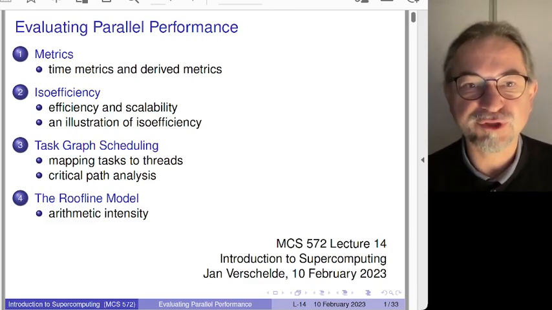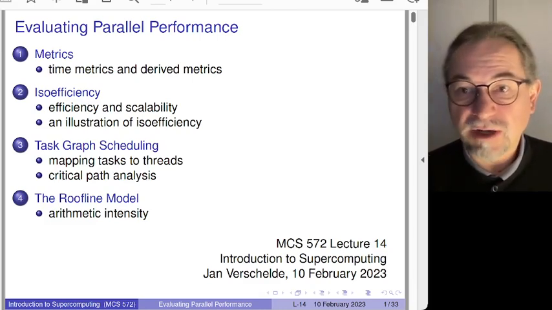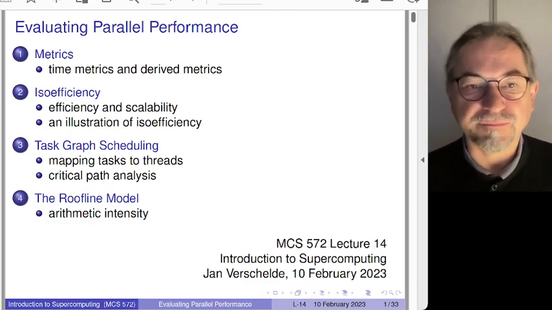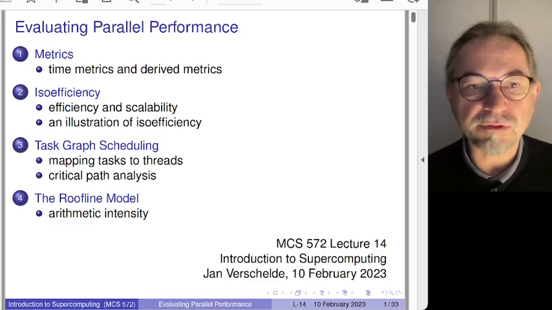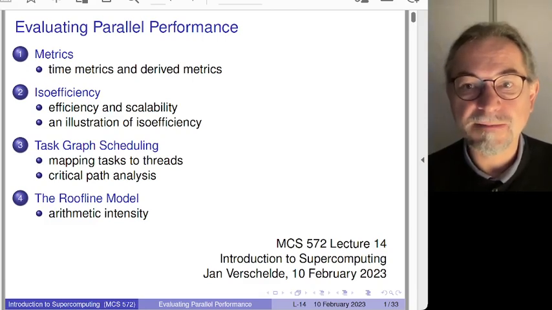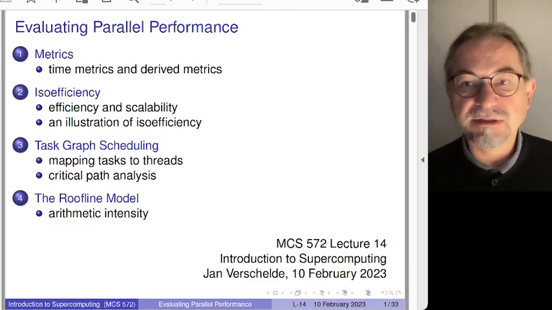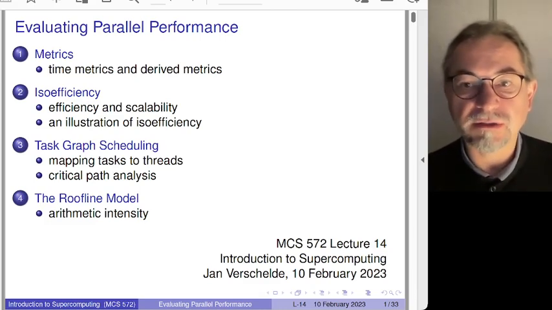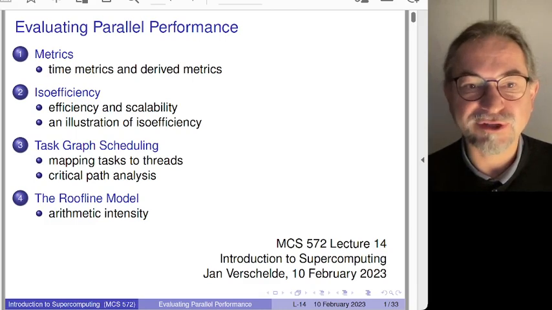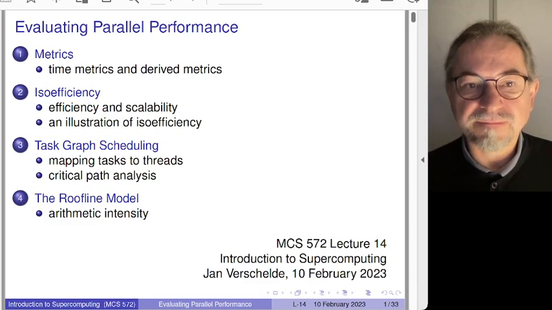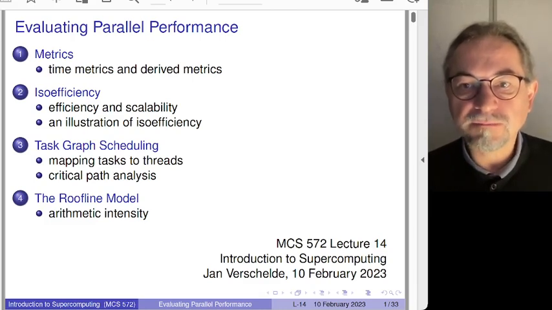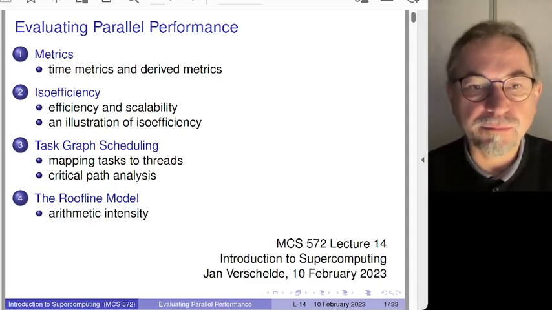My goal for this lecture is to introduce concepts. How do we evaluate the performance? I will introduce three concepts. The concepts of isoefficiency, that kind of generalizes the earlier laws of Amdahl and Gustafson we encountered in lecture 1. The second concept is on task graph scheduling, to kind of identify the bottleneck in a parallel computation.